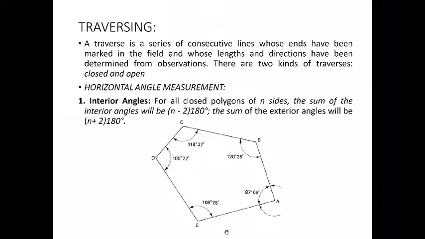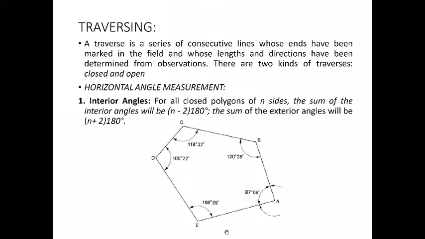Before we begin our chat about theodolite, first let's quickly review what traversing is. Traversing is when you set out a series of connecting lines whose ends have been marked. Basically, you set out different points in the field and those points are joined together by connecting lines, and you can have two types of traverses: either a closed traverse or an open traverse.